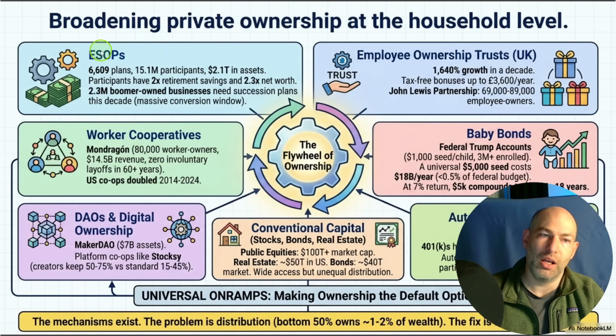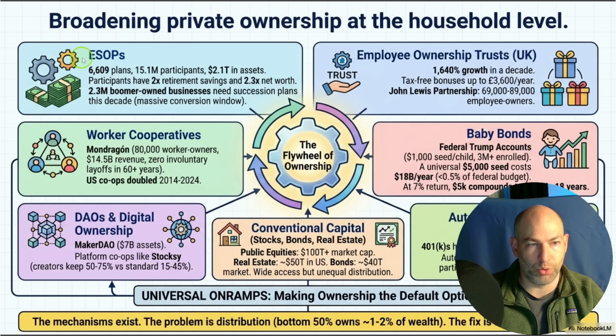Number one is ESOPs. So converting companies to ESOPs, which is an employee stock ownership plan. In America, there are 6,600 already with 15 million participants and $2 trillion in assets. Participants who work for an ESOP have 2 times the retirement savings and 2.3 times the net worth of people who do not participate in an ESOP. So making ESOPs more popular is one of the easiest and best things we can do in America to make wealth accumulation automatic. Employee ownership trusts are very similar in the UK. The growth has been 1,640% in a decade.